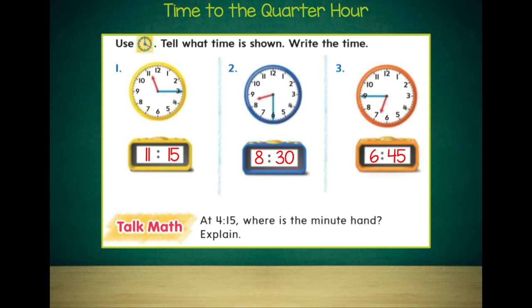Now, let's talk math. At 4:15, where is the minute hand? Explain. Now, at 4:15, we know that a quarter of an hour has passed. Therefore, the minute hand is at 3.